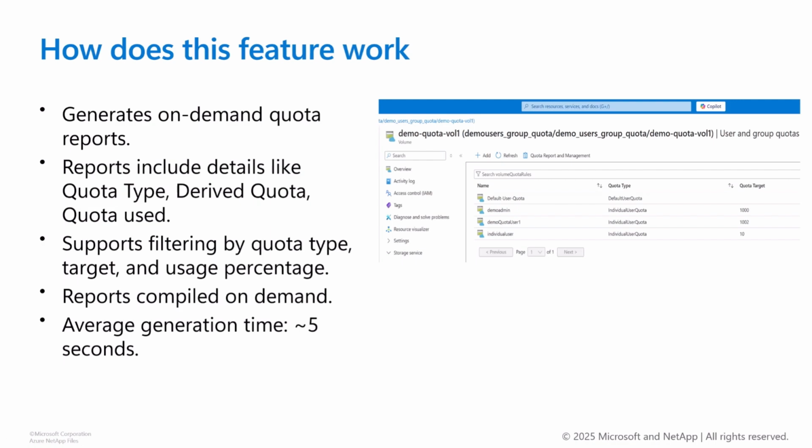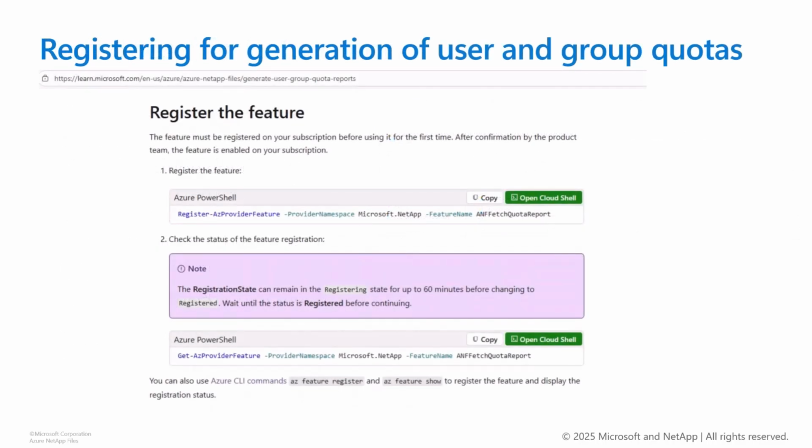Quota reports are compiled on demand. They are not persisted. The average generation time is 5 seconds. The first step is to register for this feature on your subscription. Use the Azure PowerShell or the Azure CLI command to register, and check if the registration is successful.